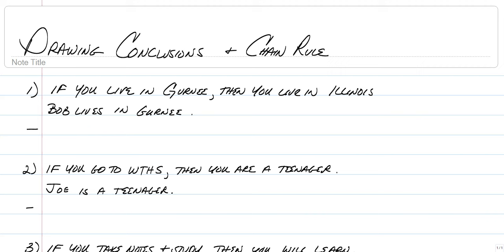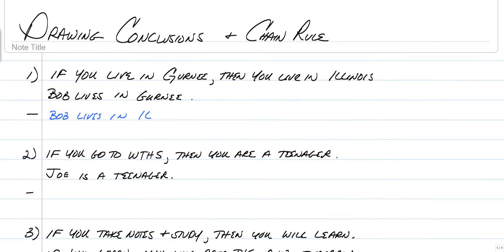Drawing conclusions is where you're given some information and you say, hey, I can draw this conclusion. For example, if you live in Gurnee, then you live in Illinois. Bob lives in Gurnee. What conclusion can you draw from that? Your conclusion would be that Bob lives in Illinois. Gurnee is in Illinois, and therefore, if he lives in Gurnee, he has to live in Illinois. But you can't always draw a conclusion because there are ways to prove counterexamples as well.